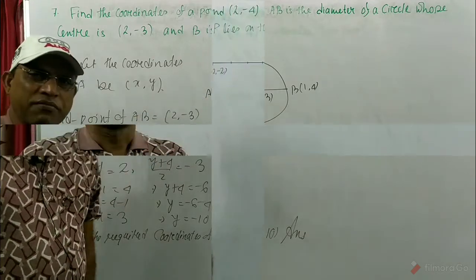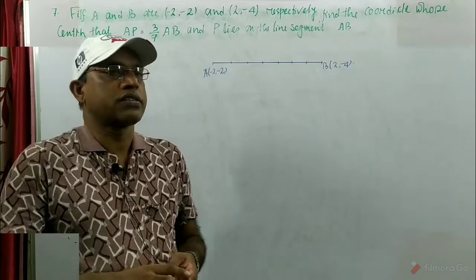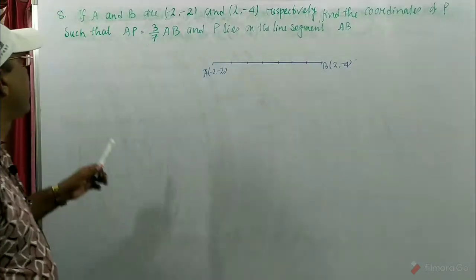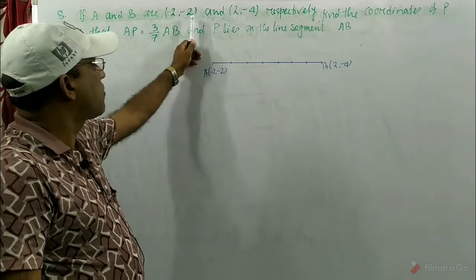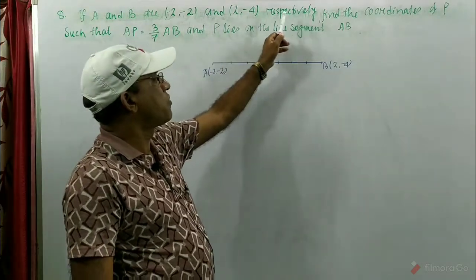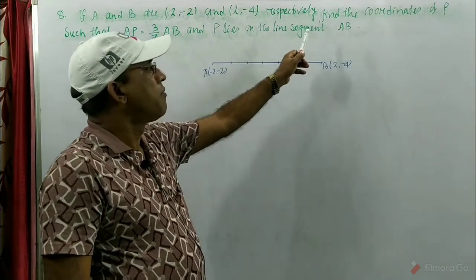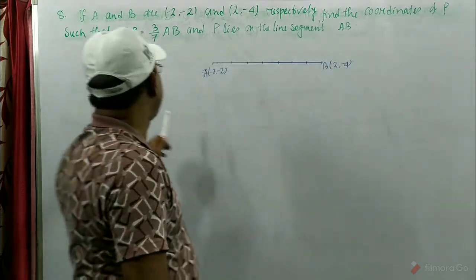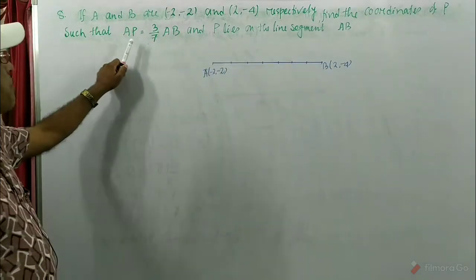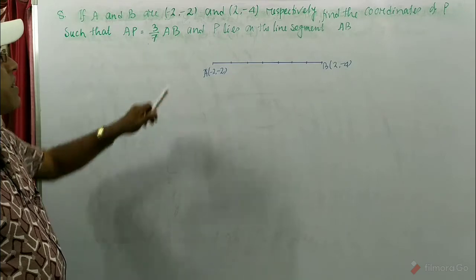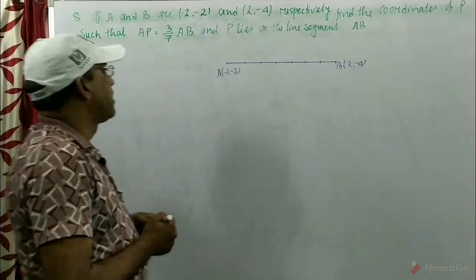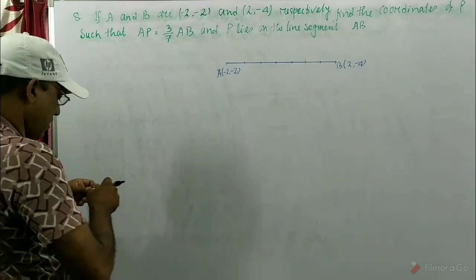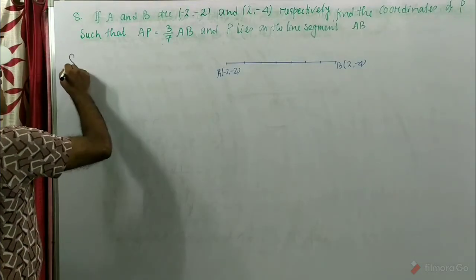This is a very easy problem. Now we consider problem number 8. If A and B are (-2, -2) and (2, -4) respectively, find the coordinates of P such that AP = 3/7 AB and P lies on the line segment AB. Now what is given? Now the solution starts.